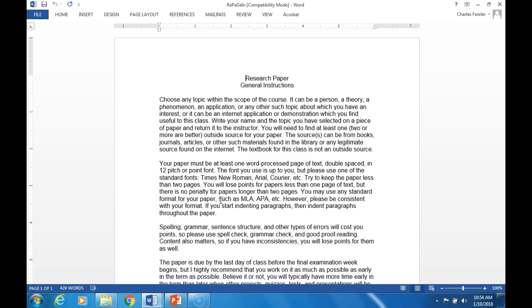It's not just one piece of paper. One page of word process, not handwritten, not typewritten, word process page of text. Now, this is single spaced. I want you to double space, so you don't have to have it as crammed as I have here. I don't want it that way. It's easier for me to read and mark if it's double spaced. So please double space.